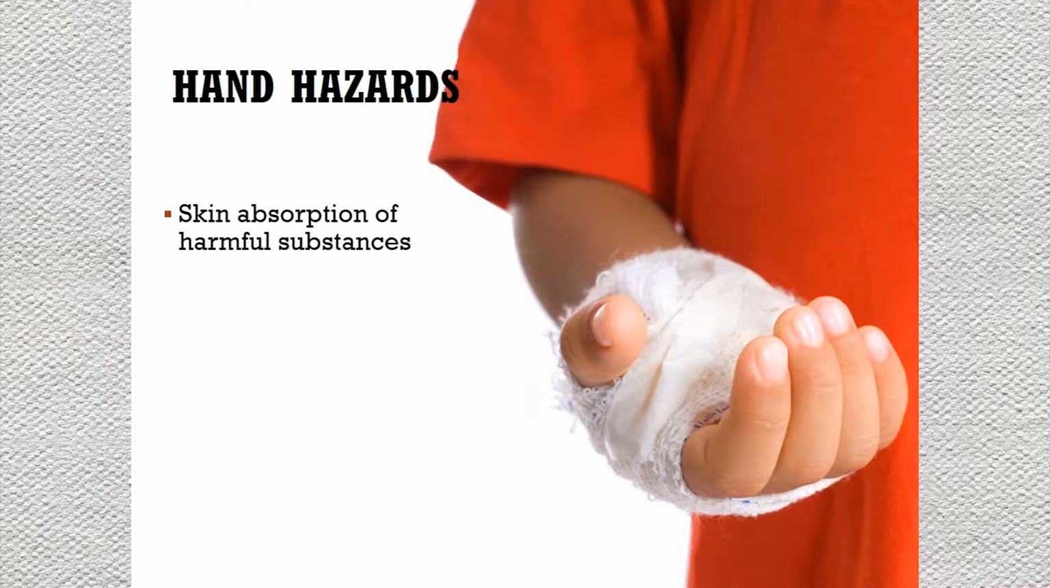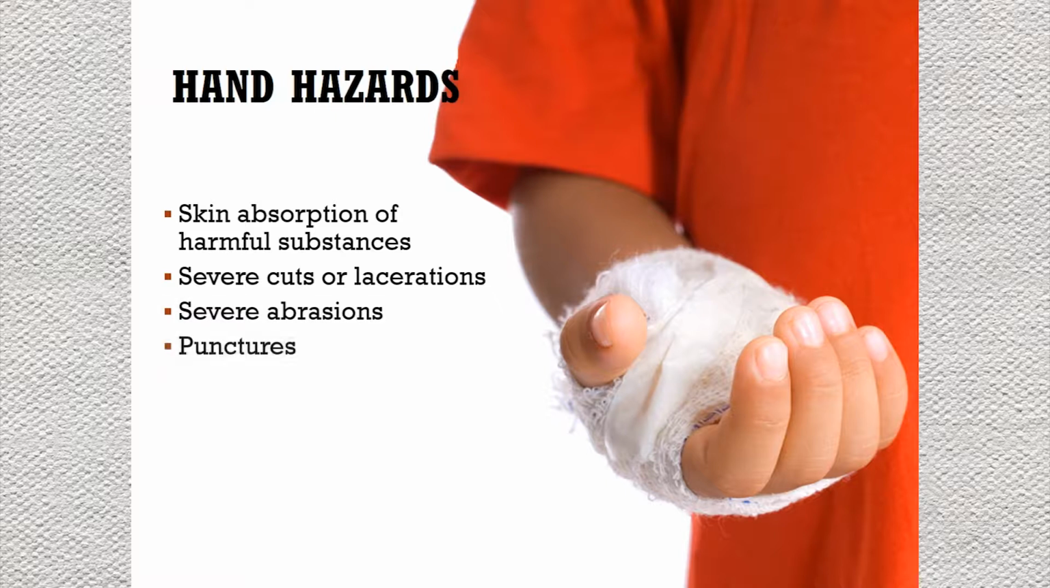Hand hazards. Again, you guys are working with potentially harmful substances, so you've got to protect against absorption through the skin, cuts and lacerations, abrasions, punctures, chemical burns, thermal burns, frostbite. So there are a lot of things that can happen to our hands just performing the daily duties of our job. So again, we have to select the hand protection that's appropriate for the job.